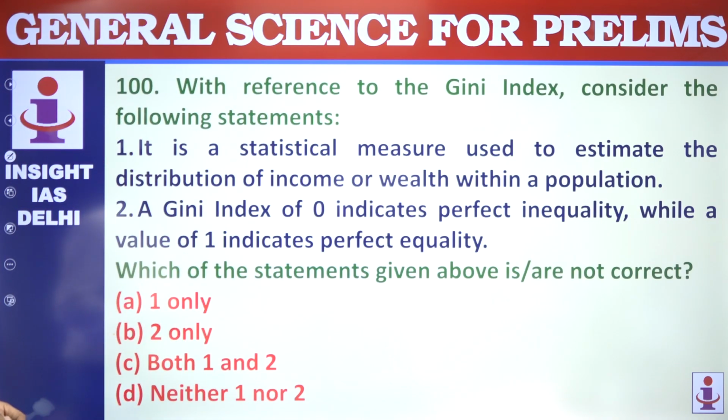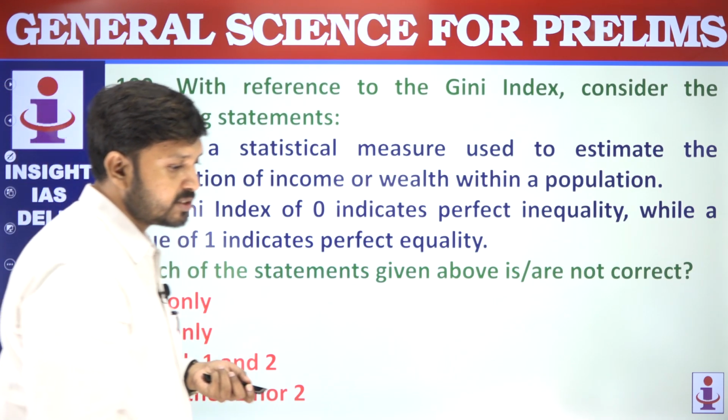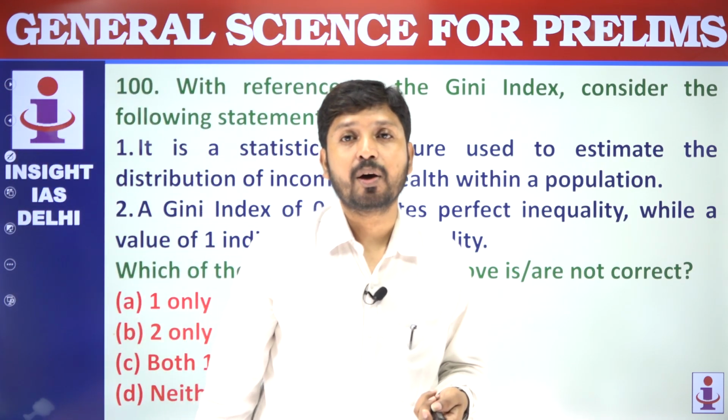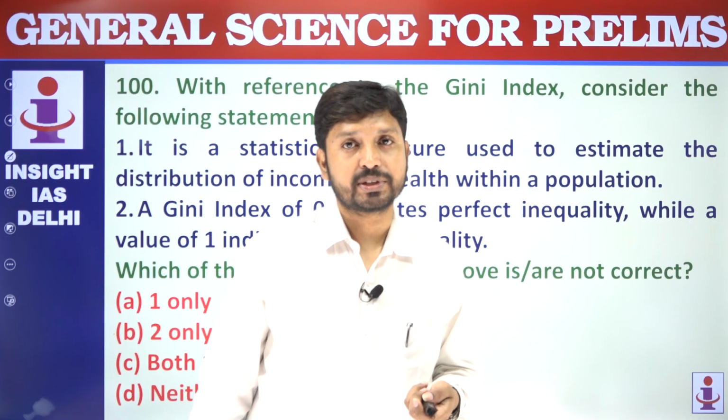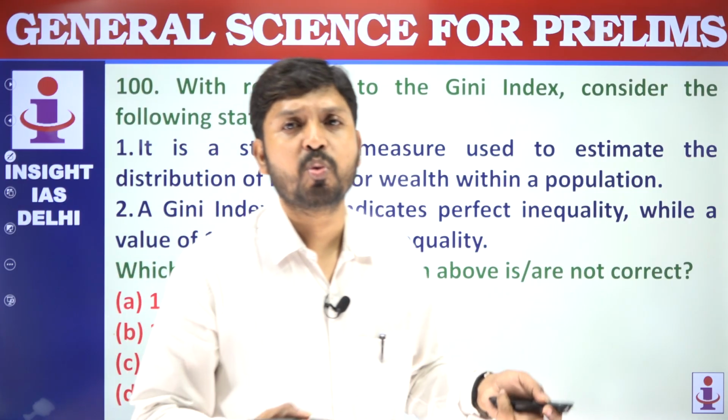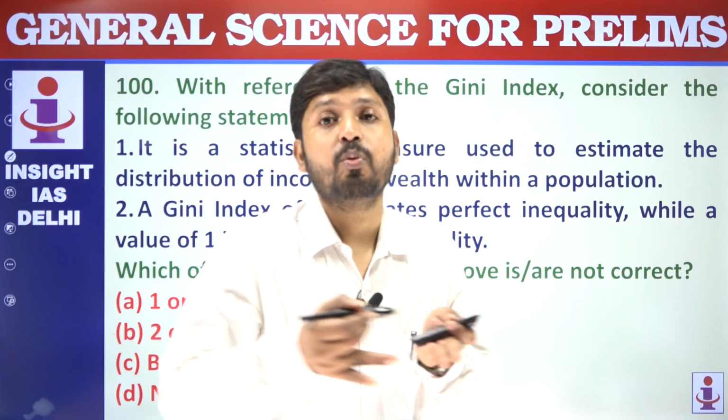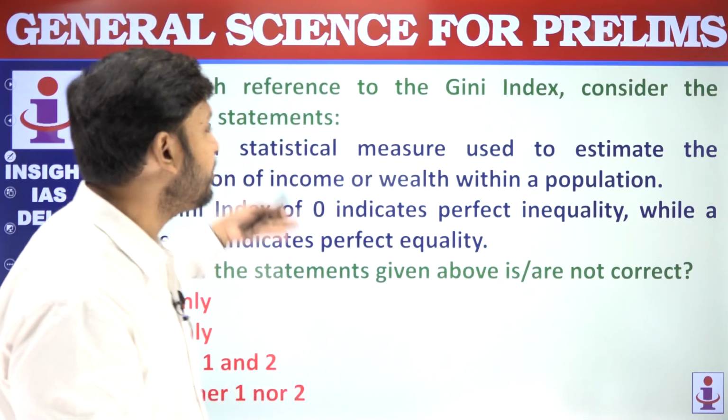The last question. With reference to the Gini index, consider the following statements. The Gini coefficient or Gini index talks about income inequality, or inequality in the distribution of resources. Its value varies from 0 to 1. 0 means complete equality, and 1 means complete inequality. Based on this, let's see.